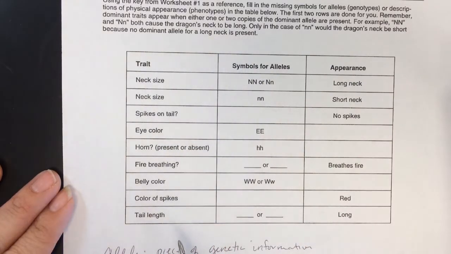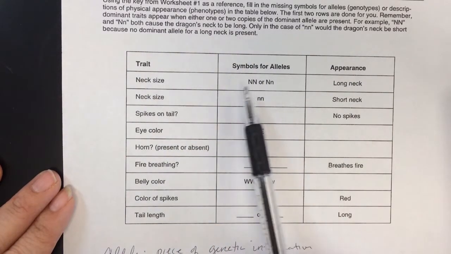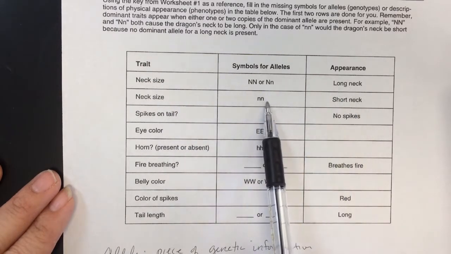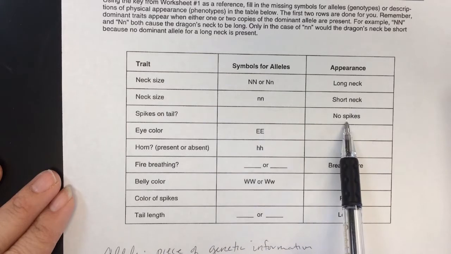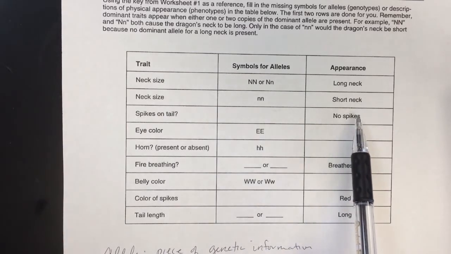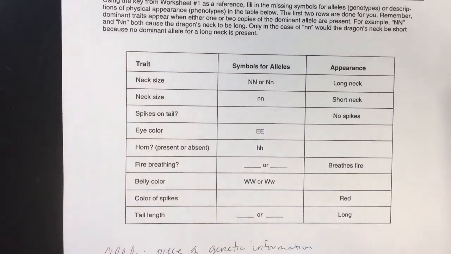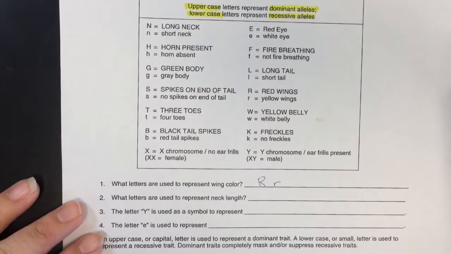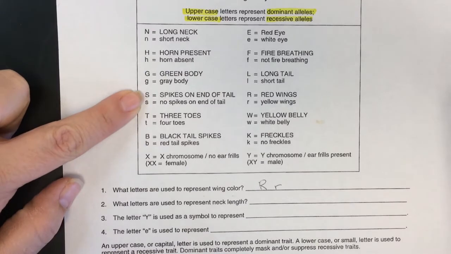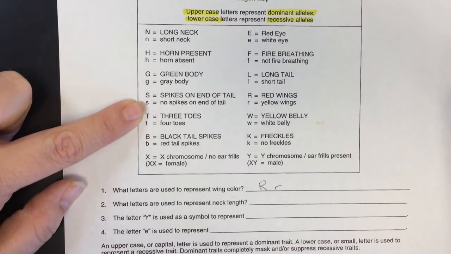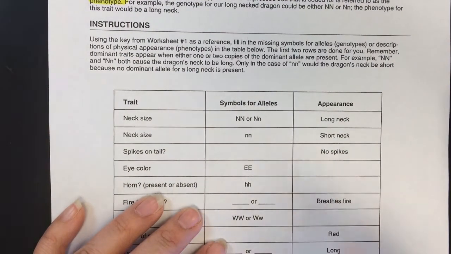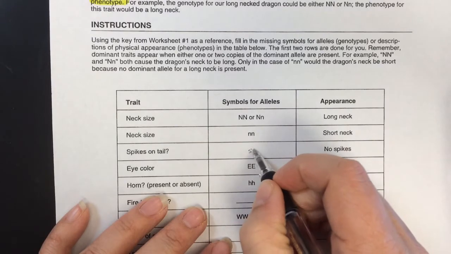So when you're filling this one out, you can take the lead from here. If it's big or big little, we're going to have a long neck. Little will be short neck. So if we're looking at spikes, to know what letter we put for spikes, you're going to go back to worksheet number 1 that you've already worked on. Look for the code for spikes, which we have right here. The big S is spikes, little s is no spikes. Come over to our worksheet. We're looking at no spikes, and so that would have to be little s, little s.